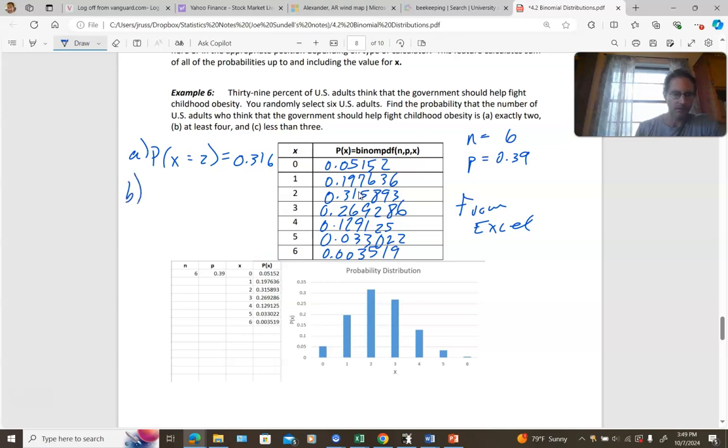Now for part B, it says at least 4. So that means 4, 5, or 6. I could express it this way: the probability that x is greater than or equal to 4. That would be the same as the probability that x is equal to 4 plus the probability that x is equal to 5 plus the probability that x is equal to 6. Now we could look at this table or find these and add them together individually.